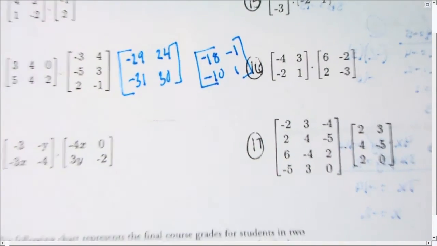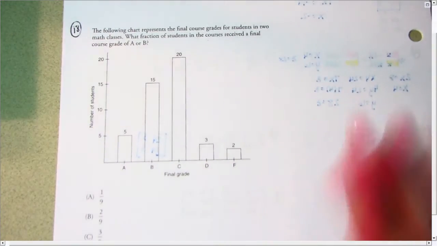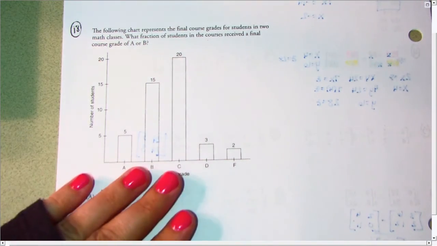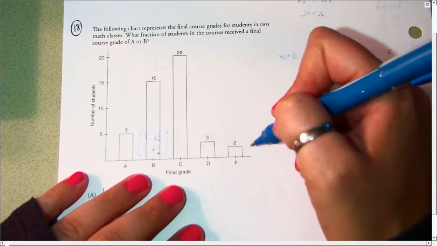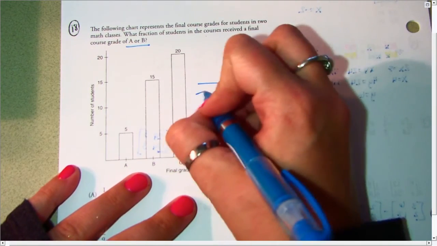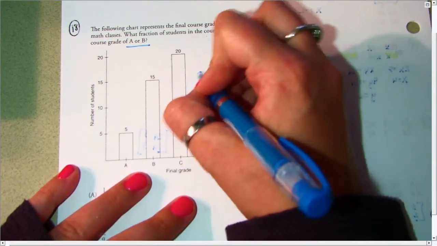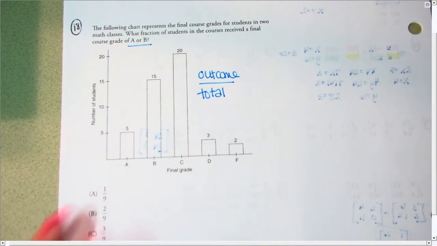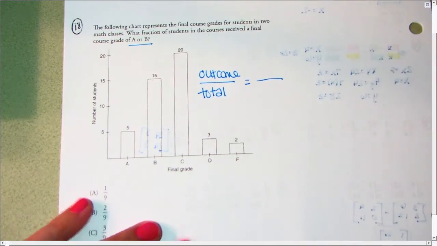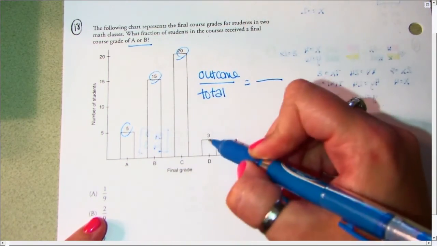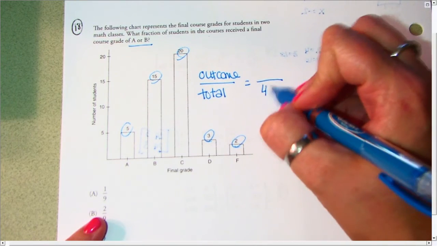Okay, let's do some other problems other than matrices. So this is just kind of review. It says the following chart represents the final course grades for students in 2 different math classes. It wants to know what fraction of these kids received either an A or B. Whenever you're doing probability, the total is always on the bottom and the outcome that you want always appears on top. So my total is how many kids are in these math classes. You just add 5 plus 15 plus 20 plus 3 plus 2, which is 45.